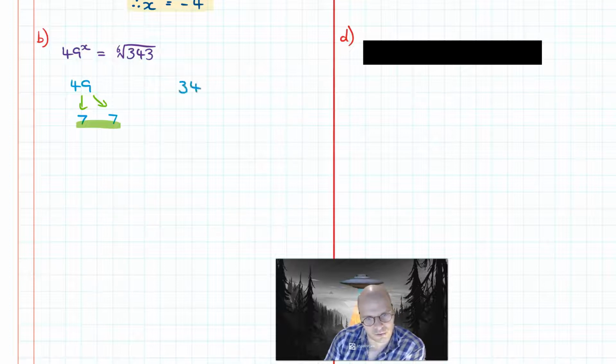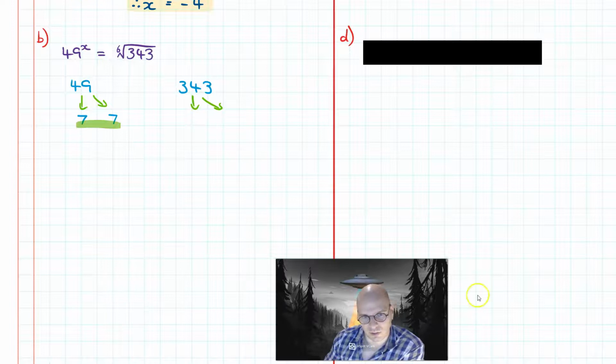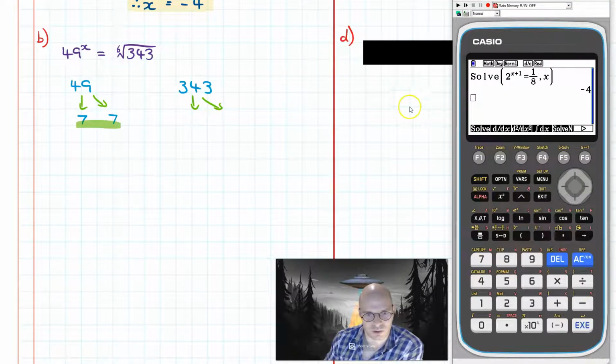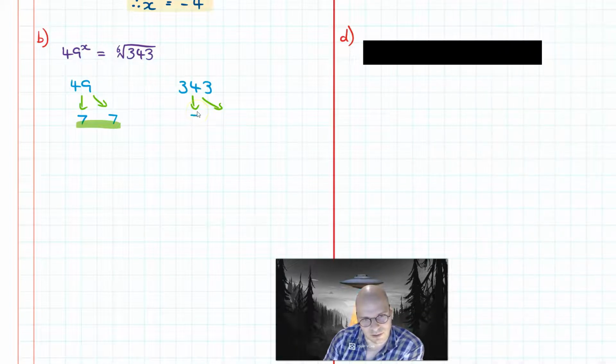For 343, the factors for this are, well, I'm not quite sure, so I'll bring up my calculator and use that as a tool. I'll go 343. I know it's odd, so I'm not going to try and divide it by 2. So I might go for 3. That doesn't work. I know 4's not going to work because again it's odd. 5's not going to work because it ends in a 3. Possibly 6. No. Let's keep going up. 7. And I've got a whole number. So I know one of the factors is 7. The other remaining one is 49.